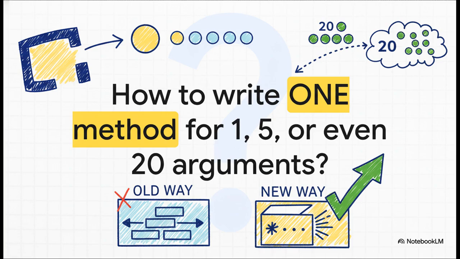So let's kick things off with a problem that I bet every single developer has run into. You need to write a method, right? But you have no clue how many things someone might pass into it. Maybe they send one argument, maybe 5. Heck, maybe they send 20. How on earth do you write a single clean method that can handle all of that without just giving up?